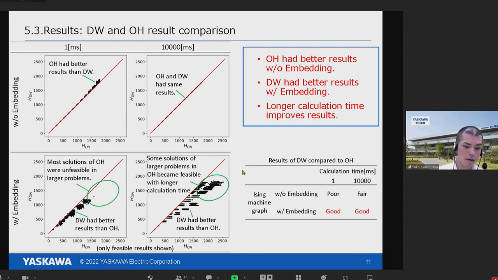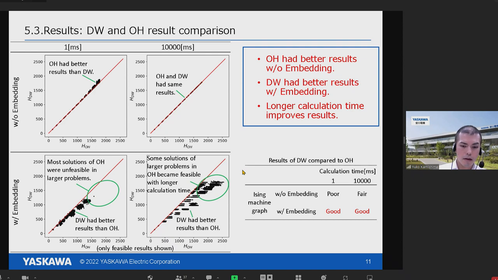The vertical axis indicates the cost value of domain wall encoding, and the horizontal axis indicates the cost value of one-hot encoding. Each calculation result is shown as a black dot. When the black dot is on the red line, it means that the results of domain wall encoding and one-hot encoding had the same cost value. And beware that in this figure, only feasible results are shown.